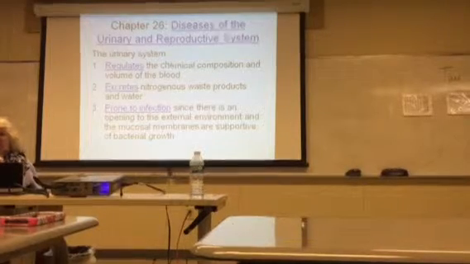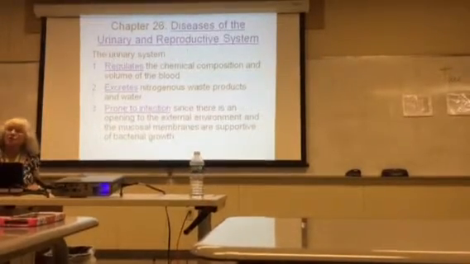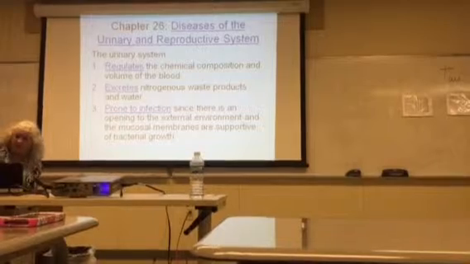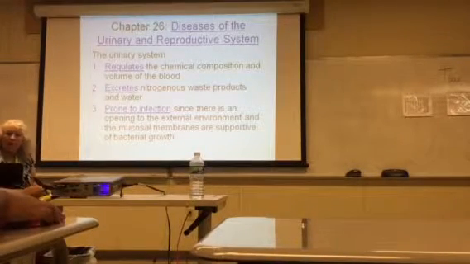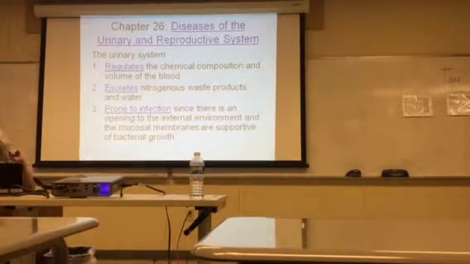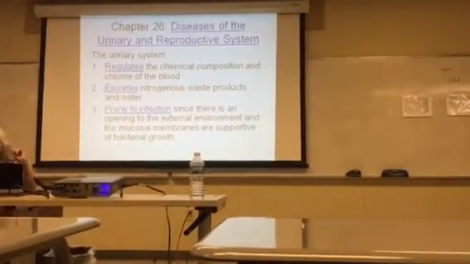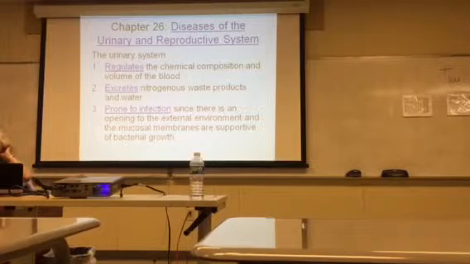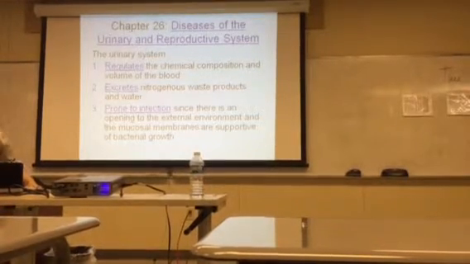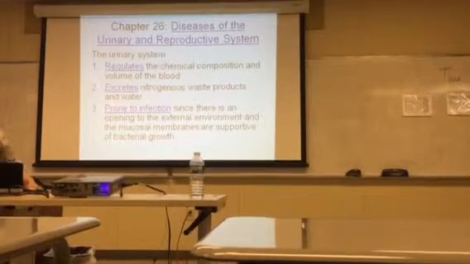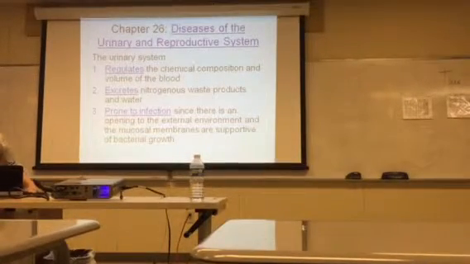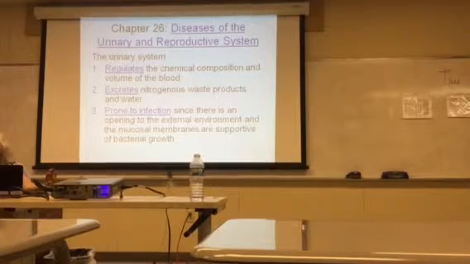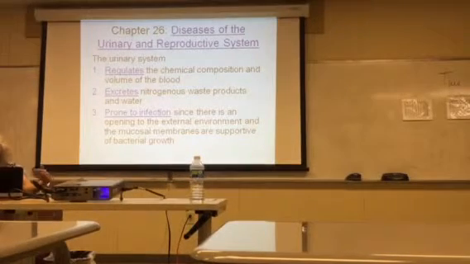Effective study. Last chapter, it's on diseases of the urinary and the reproductive system. So just a little review, probably to your anatomy. The urinary system regulates the chemical composition and volume of the blood. It excretes nitrogenous waste products and water. And it is also prone to infection because it is open to the external environment.